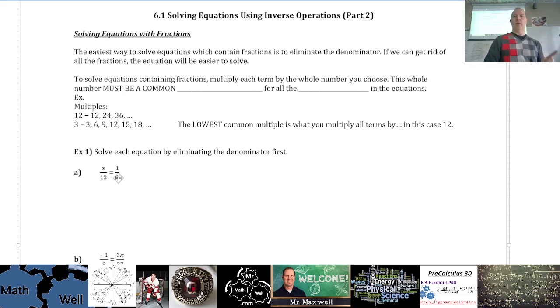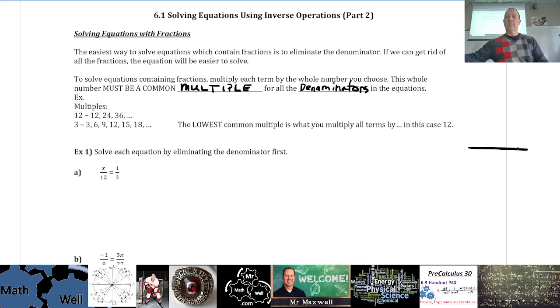Now, this number that we multiply all the fractions by must be a common multiple for all of the denominators in the equation. So remember, we have the numerator on top and the denominator on the bottom. So that's how a fraction works. That's how you name the top and the bottom.